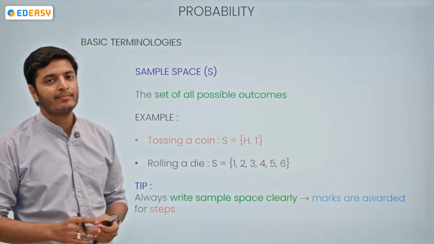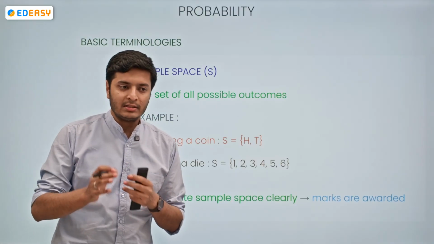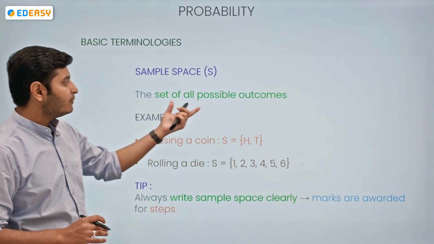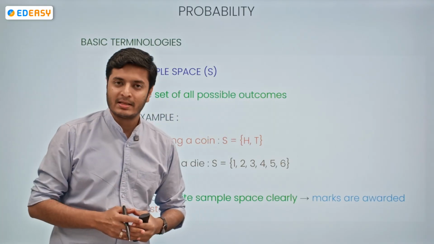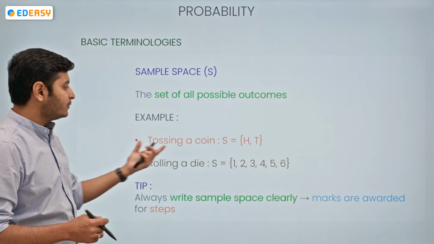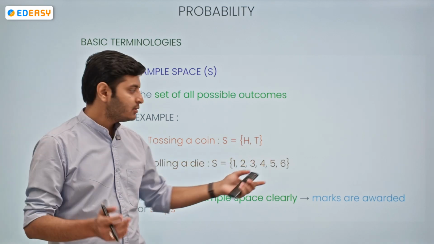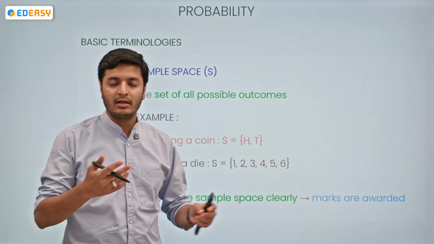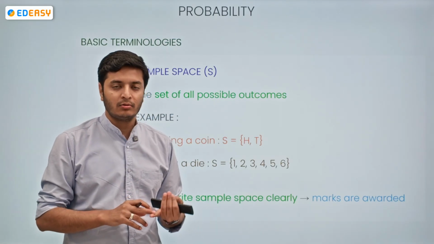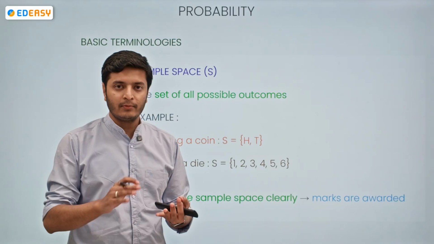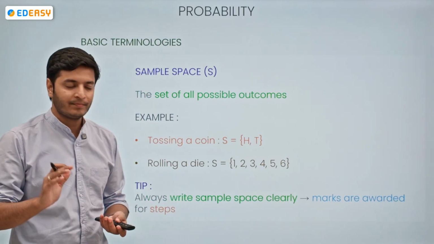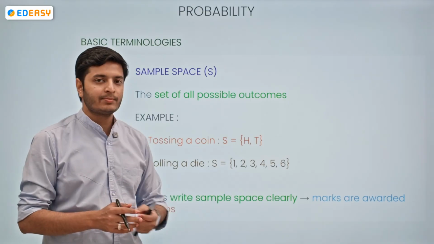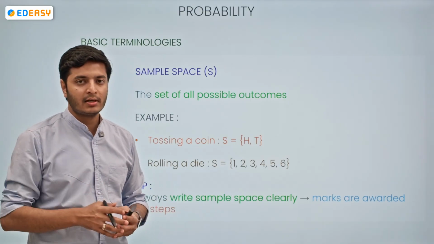Then sample space. Sample space is related to outcomes somehow. The set of all possible outcomes is known as sample space. So in case of tossing a coin, only two outcomes, heads and tails. So we are going to write the sample space like this. Rolling a die, the outcomes could be either it can show one face up, 2, 3, 4, 5 and till 6, right? Not more than 6, not lesser than 1. So this is the sample space you can expect when you are rolling a single die.